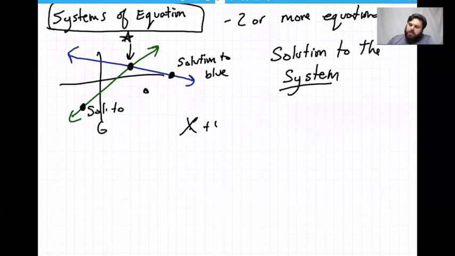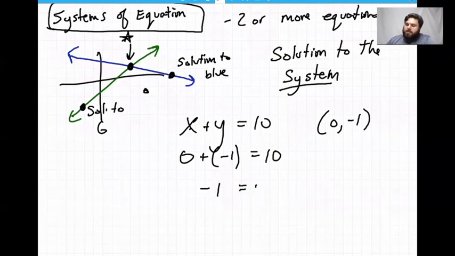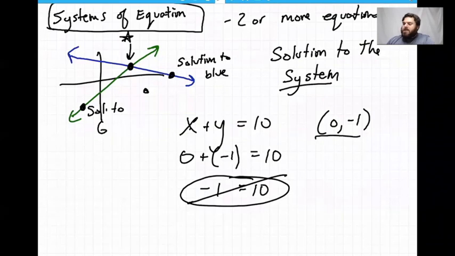Let's say we have this linear equation right here, x plus y equals 10. I want to know, is (0, -1) a solution to that equation? Well, it's easy to find if it's a solution. You just plug it in. Plug in x equals 0. You plug in y equals -1. And you see, does it say something true or not? This is not true. That means that point is not on the line, so it's not a solution.